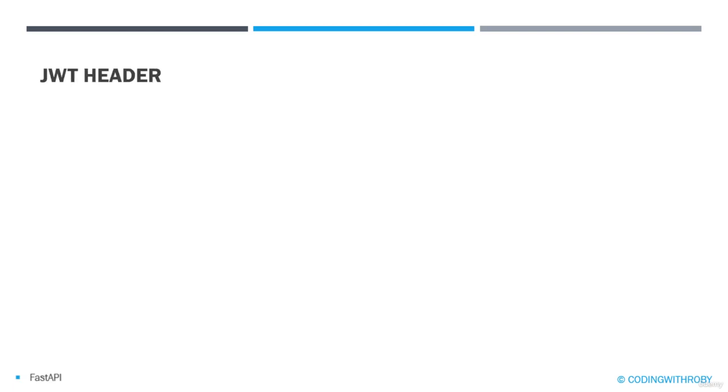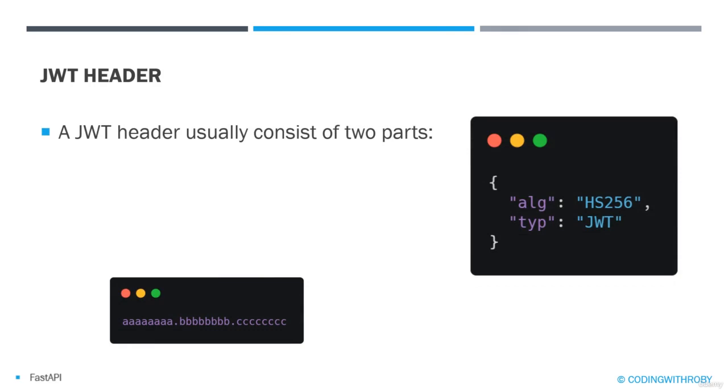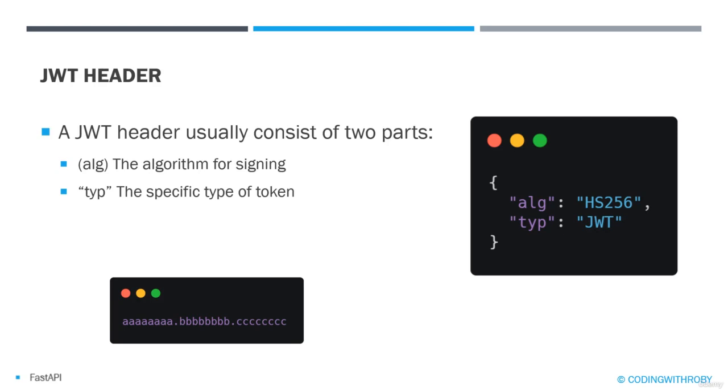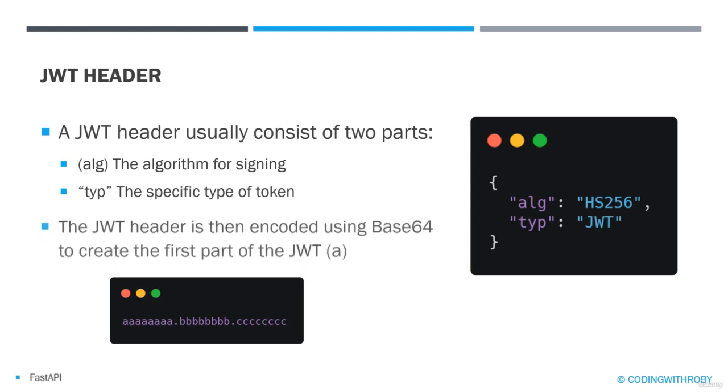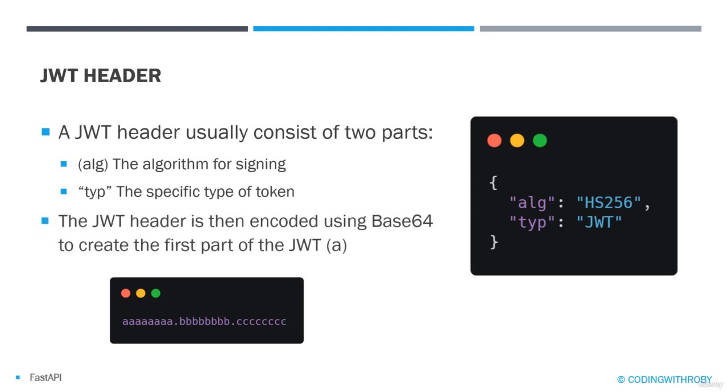The JWT header is the first part of a JSON Web Token that is sent between the client and server. The JWT header usually consists of two parts: the algorithm for signing and the type of token. The JWT header is then encoded using base64 to create the first part of the JSON Web Token. As we can see, the multiple A's of the image below is the first part of the JWT. This image is displaying an example of where the JWT header lies.